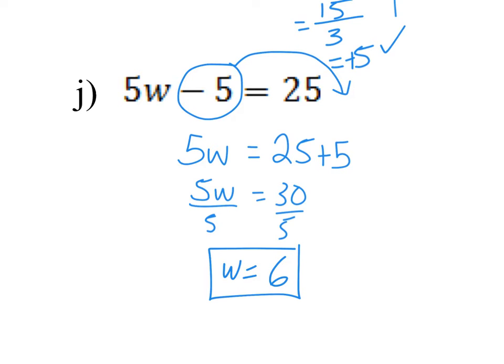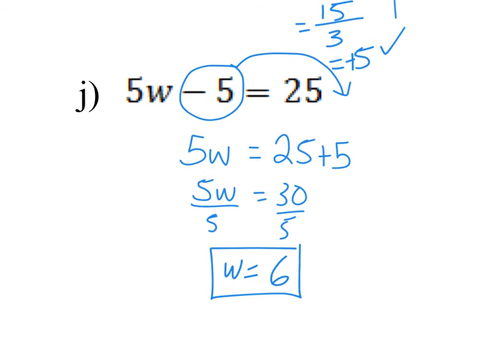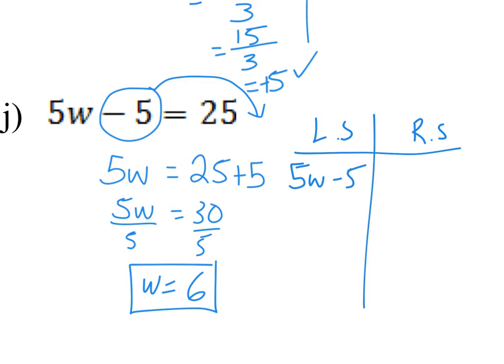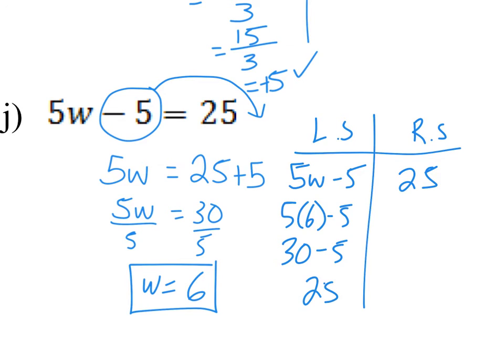And then, of course, we can check this. So the way that we're going to check this is that we're going to do our left and right side. We'll do 5w minus 5 and 25. 5 times 6 minus 5. 5 times 6 is 30. 30 minus 5 is 25. So we did it correct.